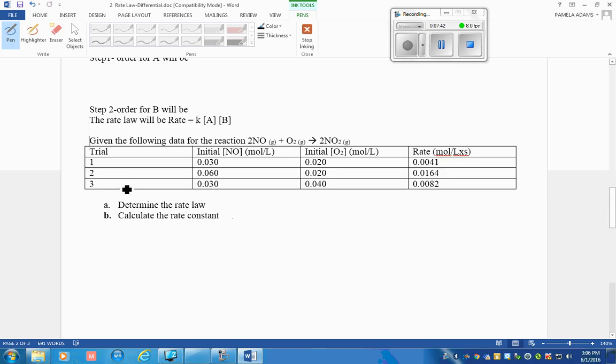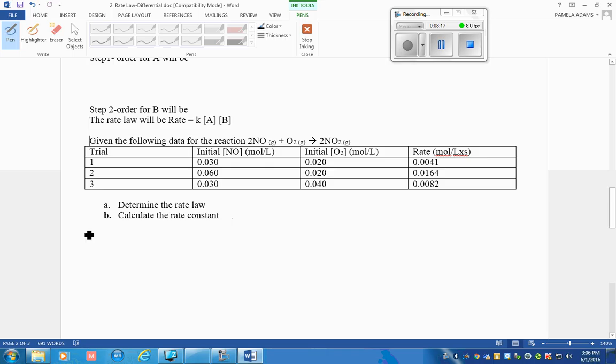Here's an experiment run 3 different times, where the experimenter very wisely changed one variable at a time. For the first trial, she had these values and got this rate. In the second trial, this person doubled the concentration of NO while keeping O2 constant, and we can see what happened to the rate. And that's what we're looking at.